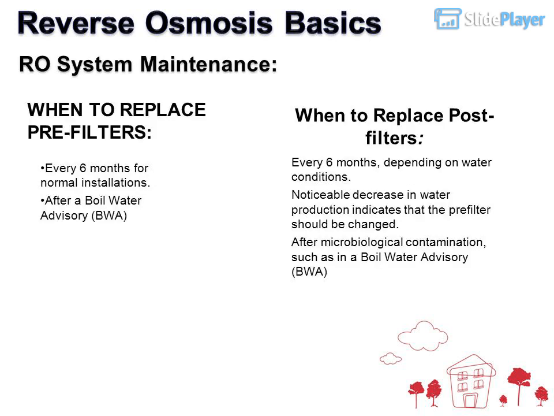When to replace pre-filters. Reverse osmosis basics. RO system maintenance. When to replace pre-filters. When to replace post-filters. Every 6 months for normal installations. After a boil water advisory, BWA. Every 6 months, depending on water conditions. A noticeable decrease in water production indicates that the pre-filter should be changed. After microbiological contamination, such as in a boil water advisory, BWA.